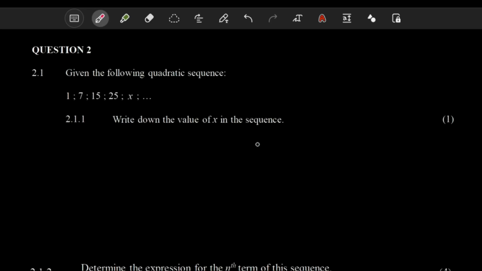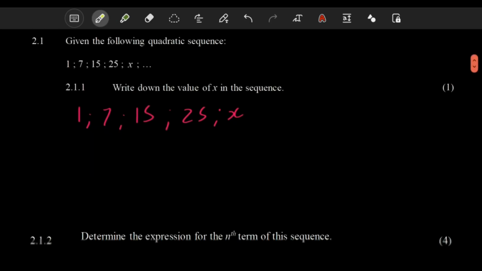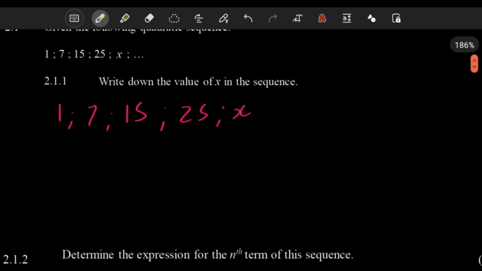But anyways, question 2 says here, given the following quadratic sequence, write down the value of x in the sequence for 1 mark. Wow, hey, they're answering us here, but it's fine. Free marks, free marks. If you see a question like this, just don't even complain like what I was doing. Why do I always want things to be difficult? Okay, no, that's not true. I'm super glad that this is super doable.